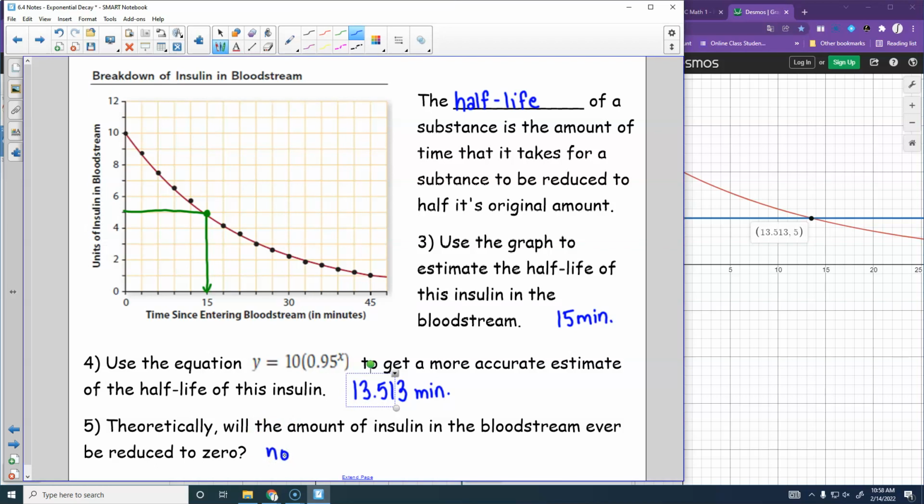Because if I take half, it takes 13 and a half minutes for only 5 to remain. So take another 13 and a half for only 2 and a half. And then it'd be cut in half again, and cut in half again, and cut in half again, and cut in half again. And so you get like these teeny tiny decimals. Now in practice, it really doesn't matter.